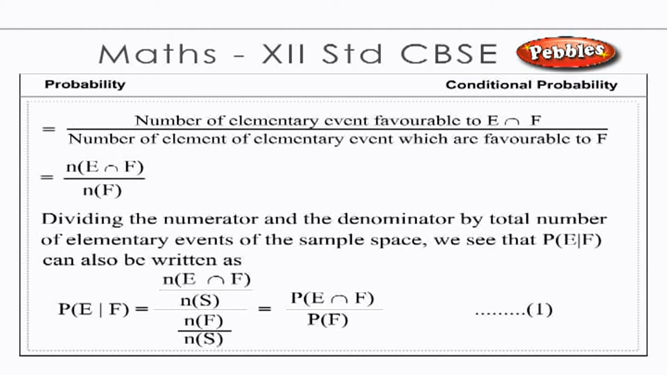Dividing the numerator and the denominator by total number of elementary events of the sample space, we see that P of E by F can also be written as n of E intersection F by n of S by n of F by n of S, equal to P of E intersection F by P of F, equation 1.